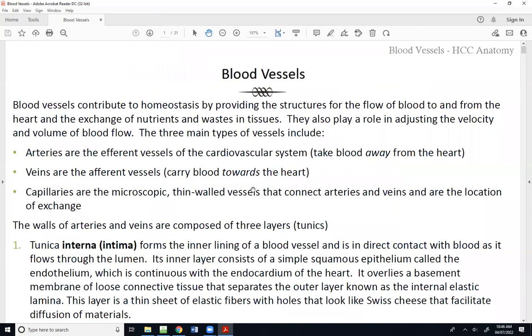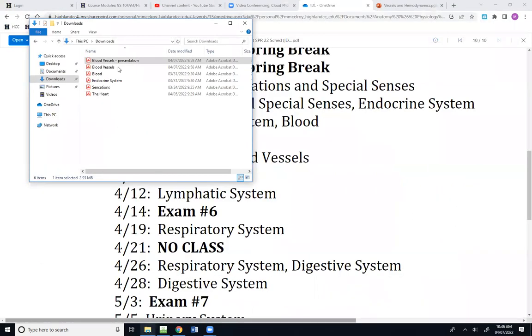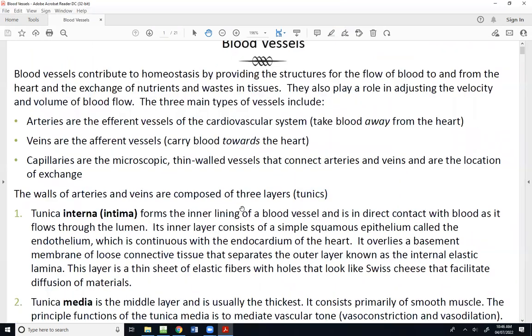We've got just a little bit of time, so I think we can at least get some of the blood vessels lectures started. Probably won't get too far into it, if that's okay.